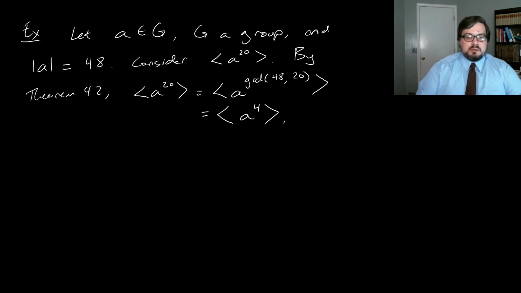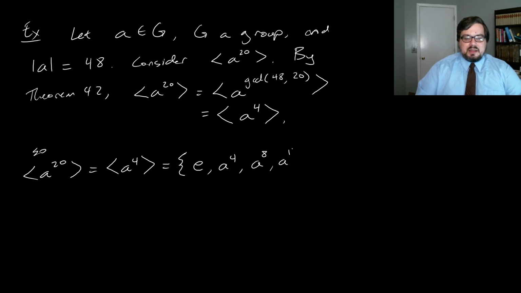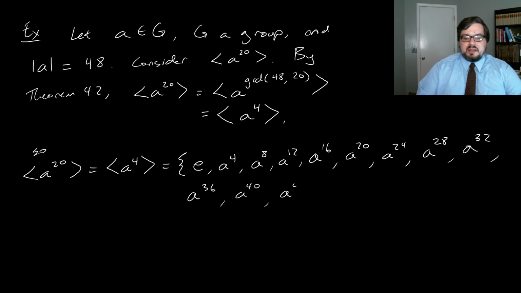So we have that the cyclic subgroup generated by a to the 20th is the cyclic subgroup generated by a to the 4th, which gives us the identity, a to the 4th, a to the 8th, a to the 12th, a to the 16th, a to the 20th, a to the 24th, a to the 28th, a to the 32nd, a to the 36th, a to the 40th, and a to the 44th. We can stop there because a to the 48th is the identity again.